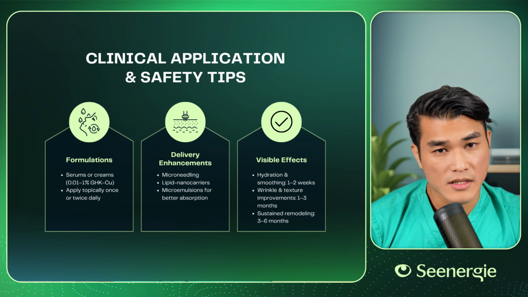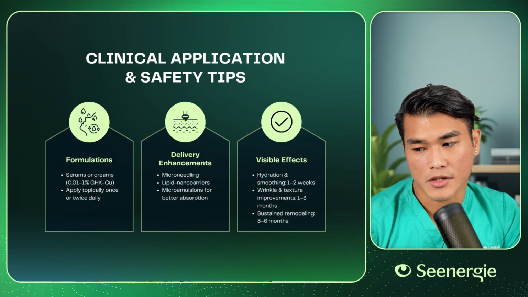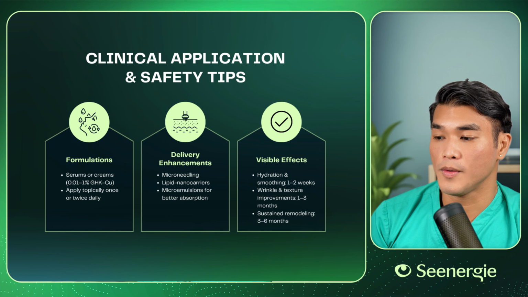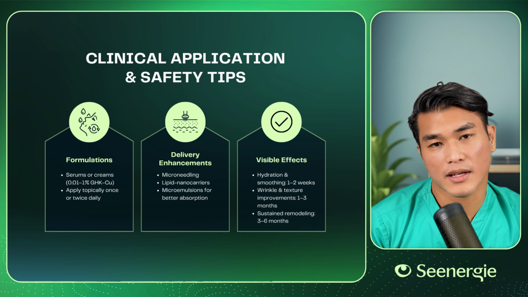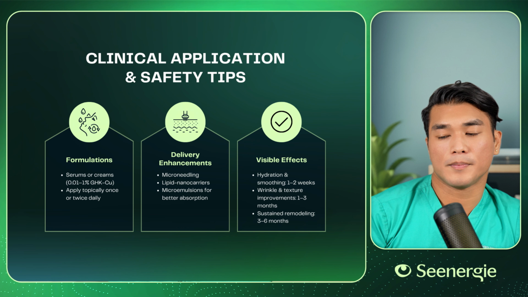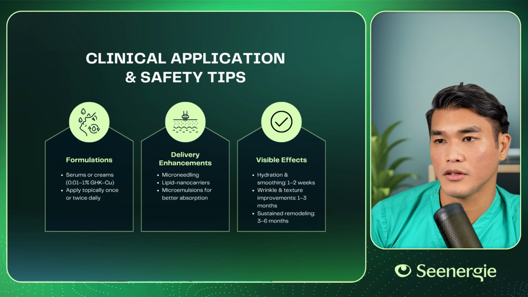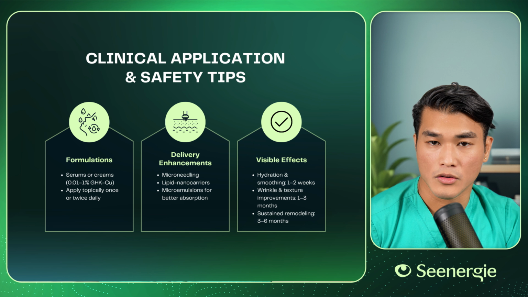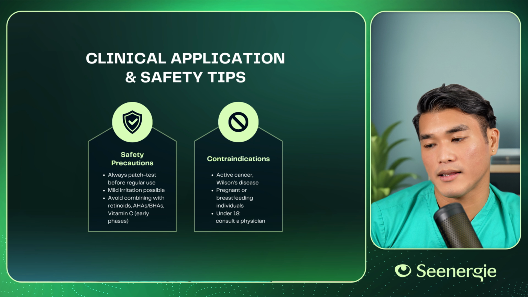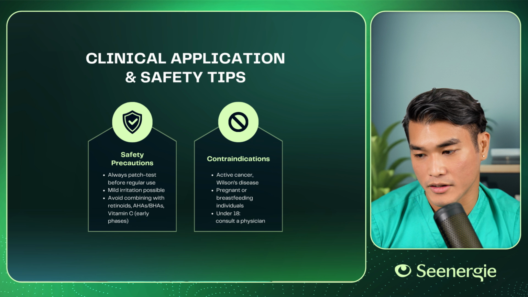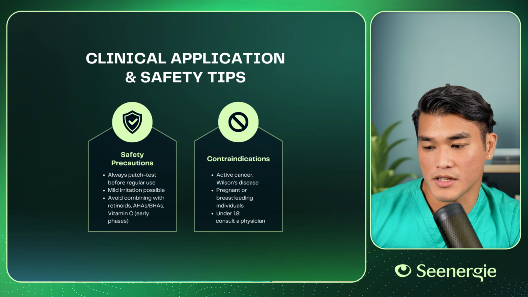So let's talk about the different clinical applications and safety tips of GHK-Cu. Typical formulations, as we mentioned earlier, include serums or creams, often at about 0.01 to 1% of GHK-Cu that is applied topically once or twice a day. But delivery enhancements are available out there, so you can get GHK-Cu in a vial, and you can use it as an adjunct for microneedling or dry cannula and other things for aesthetic procedures.